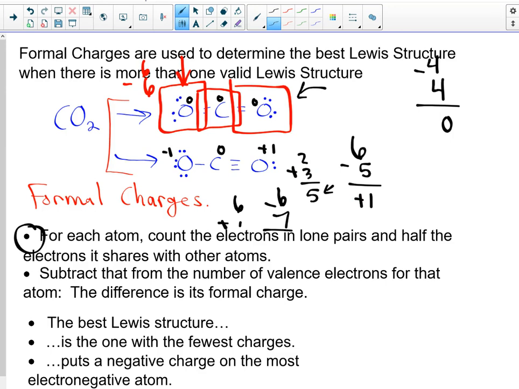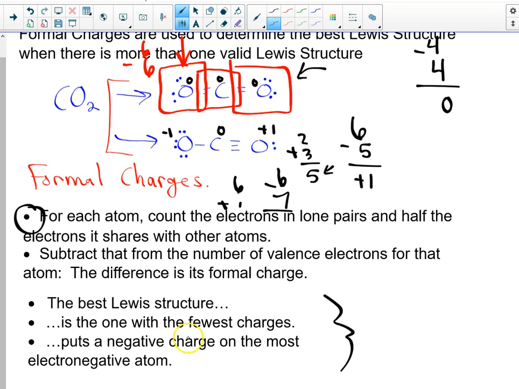All right. Looking down here, the best Lewis structure is the one with the fewest charges. Okay, this is what we do. We assign them and then we figure out the best one. Since this one had 0 charges, it's the best Lewis structure. All right, second also works for this model.